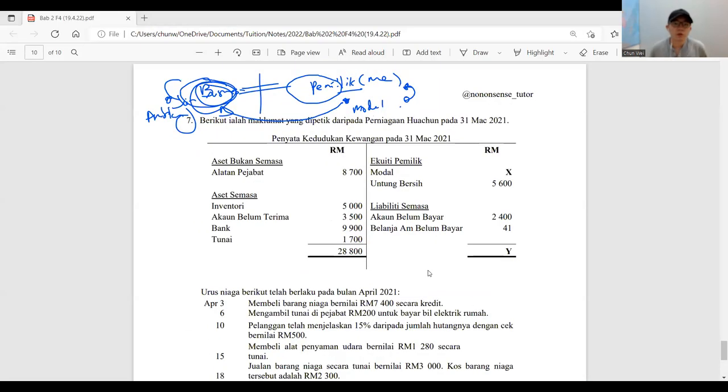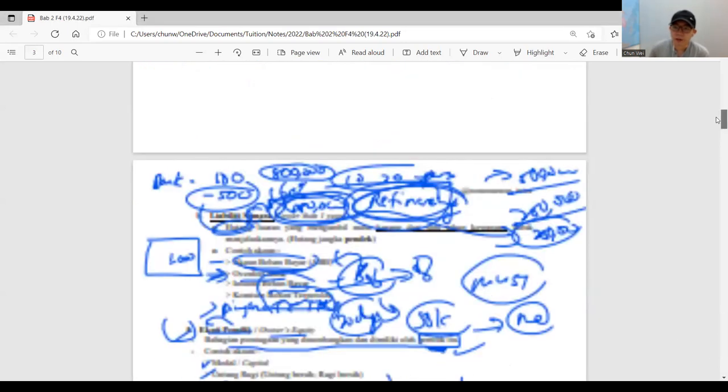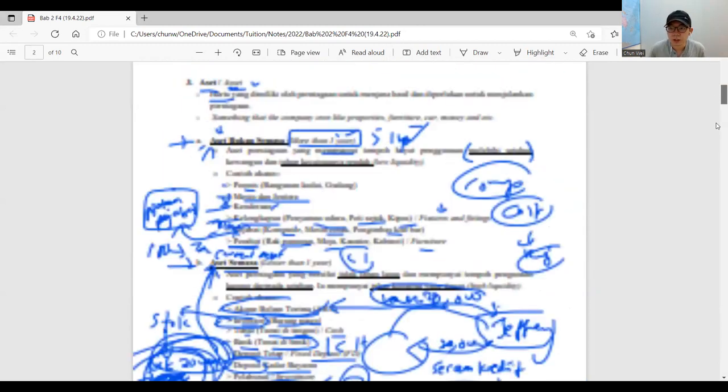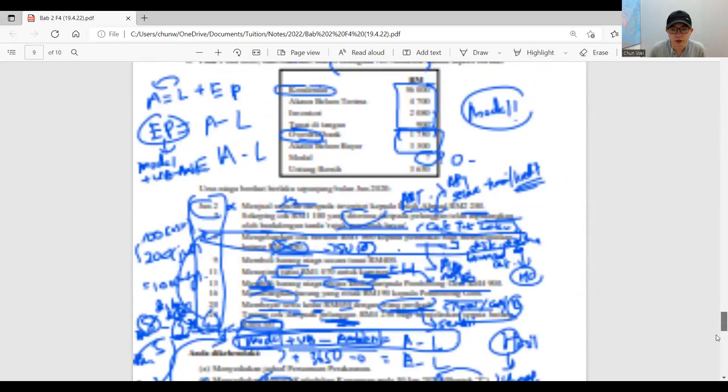Right. So we have been talking about this Bab 2, which is persamaan perakaunan, as you can see from here, right? Bab 2, klasifikasi dan persamaan perakaunan. So today I will finish this chapter off, okay, with the last question.